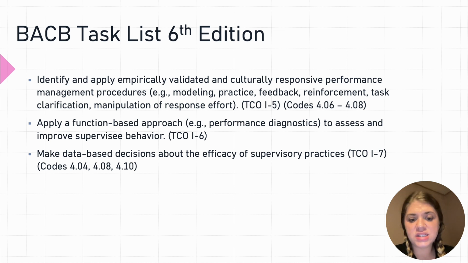And then making data-based decisions about the efficiency of supervisory practices, which is task code I-7, and that is just reviewing that data, the IOA, reviewing your procedural integrity checks and ensuring that if there are big barriers that are causing there not to be integrity in the treatment plan or integrity in the data collection, then you might need to make some modification or provide extra training and feedback in order to have that accurate data representation of your progress.